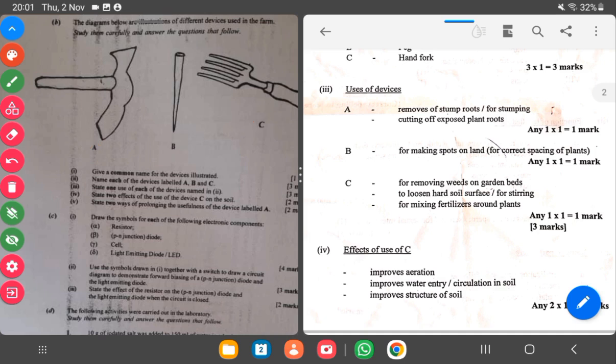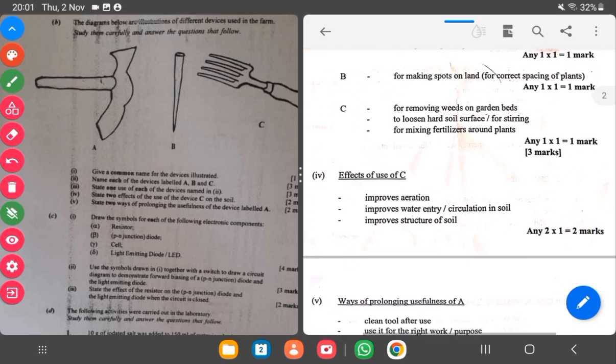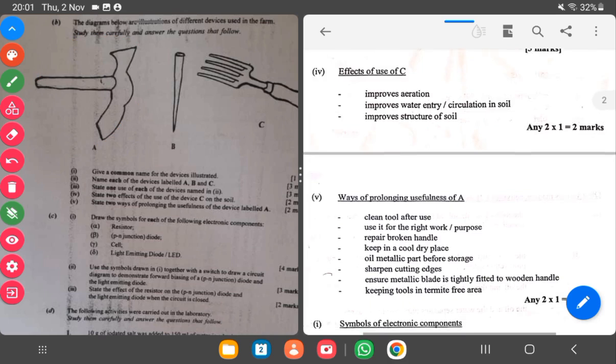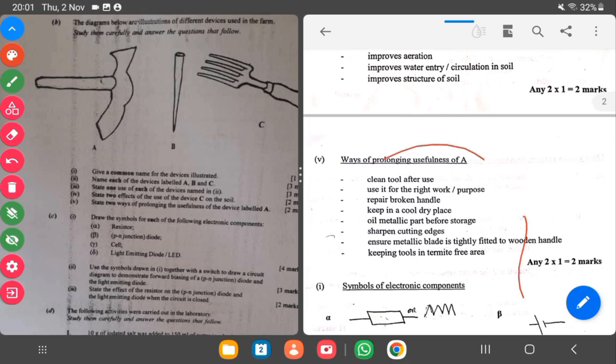The next one, it says, state two effects of the use of C. The effect simply means, you know, what will happen, what's the result. You know, most students usually think that effect means the negative result, but effect could also be positive. Then state two ways of prolonging the usefulness of the A, which is the mattock. So how can we use it in a way that it will have a longer shelf life? So you can see them for yourself, just right here. So let's move on to C.